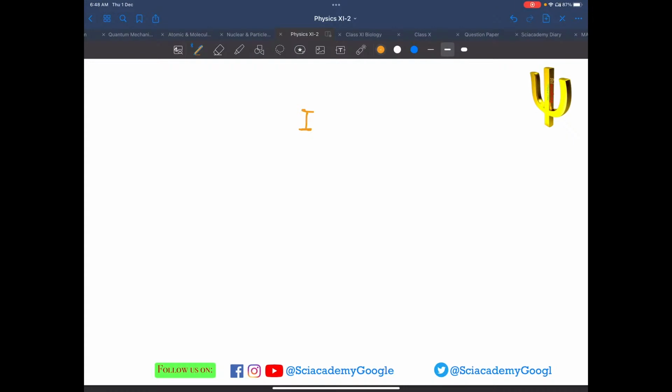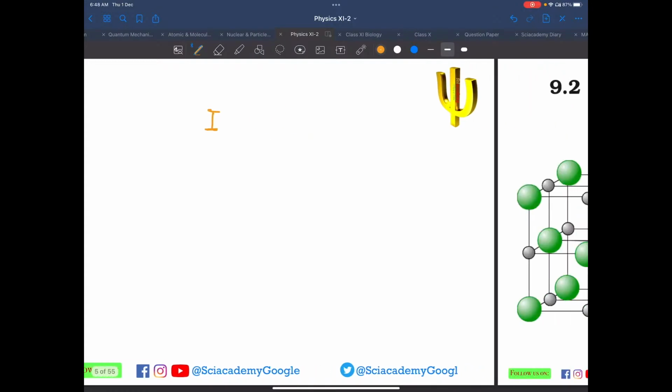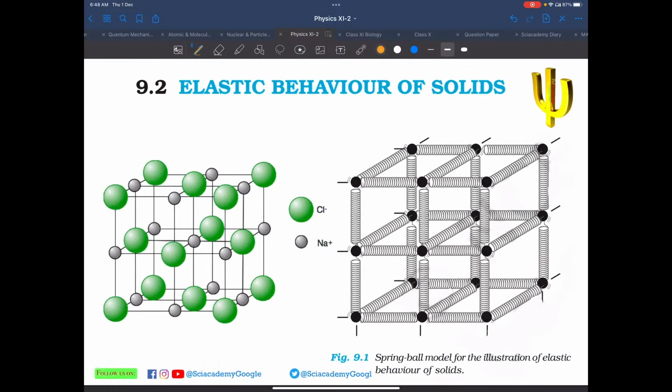Similarly, you know that glass is brittle while brass or other solid material like iron, steel is not. So the answer may be given by studying the mechanical properties of such material, like elastic behavior. So let us discuss the elastic behavior of solids.